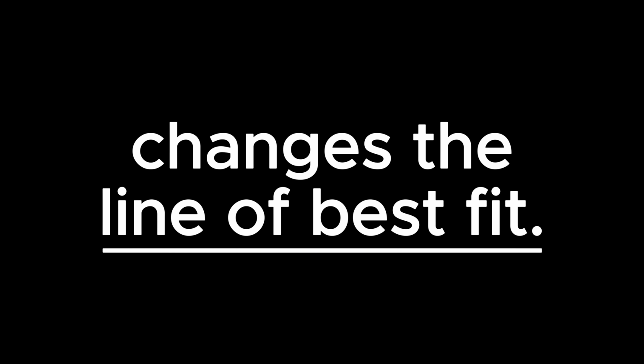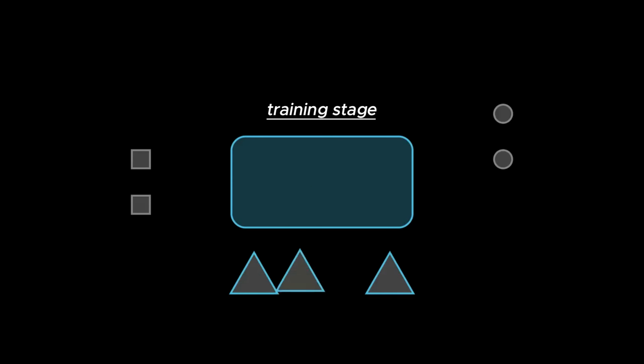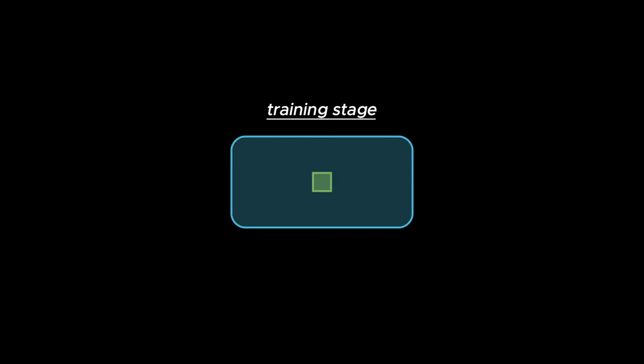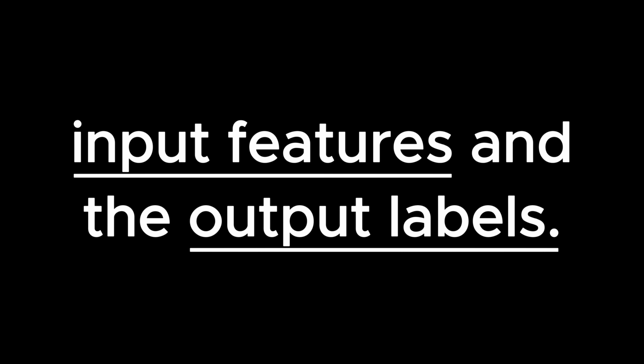Don't worry too much about the vocabulary here. All you need to know is that changing these values changes the line of best fit. During the training stage, the model calculates the best weight and bias to produce the best predictions. So, in essence, linear regression creates a linear equation that models the relationship between the input features and the output labels. This will all make perfect sense with an example.